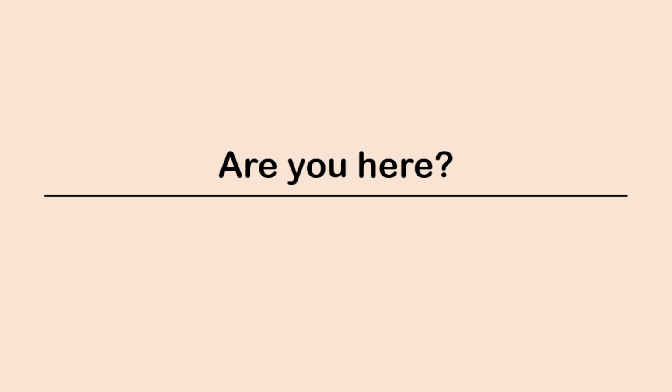Are you here is ¿estás aquí? How do you say are you here? ¿Estás aquí? Are you is estás. Estás tú. But you don't have to use tú, okay? Because the verb estás implies that you're saying estás tú. That's not necessary to use the subject.